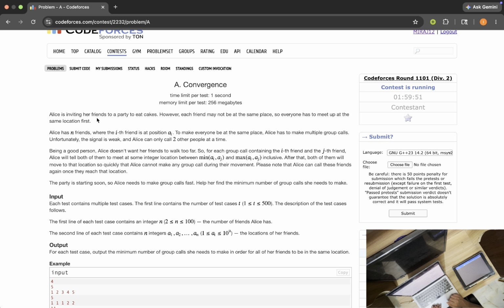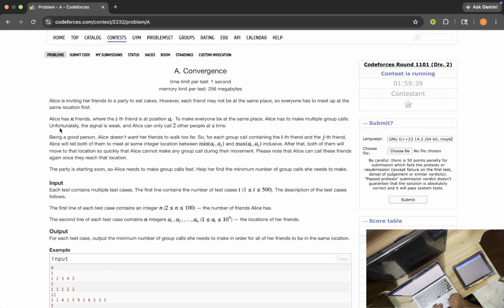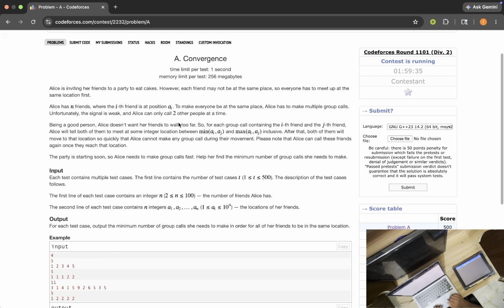Alice is inviting her friends to a party to eat cake. However, each friend may not be at the same place, so everyone has to meet up in the same location. First, Alice has n friends, while the ith friend is at position A_i. To make everyone be at the same place, Alice has to make multiple group calls.